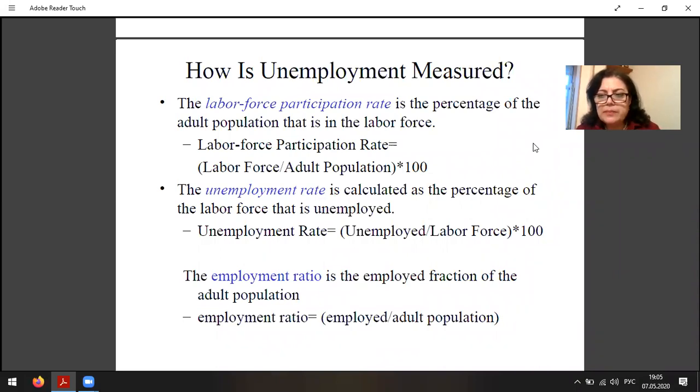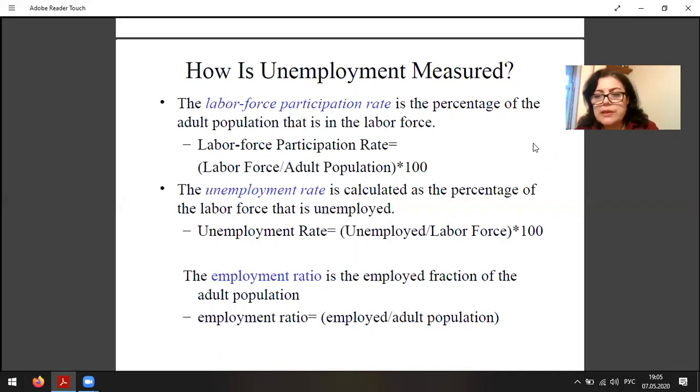At the same time, if we want to talk about the unemployment rate, it's reasonable to think of the opposite indicator, that is, the employment ratio. The employment ratio is the employed fraction of the labor force, and basically, that's the adult population. So the employment ratio is the employed divided by the adult population. And of course, if we want to convert them into percentages, we have to multiply this by 100%.